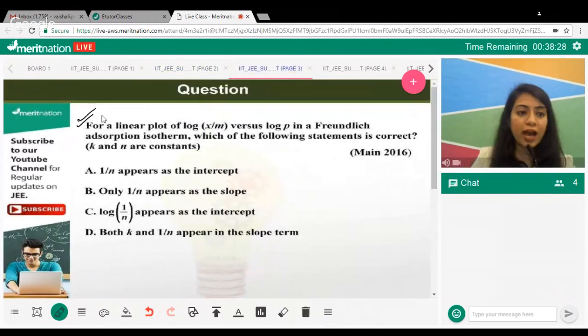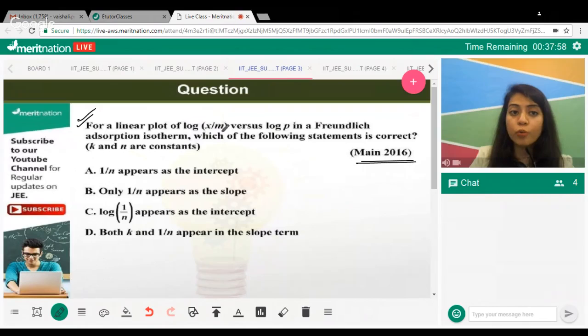Next question we have is: for a linear plot of log x by m versus log p in a Freundlich adsorption isotherm, which of the following statements is correct? K and n are constants here. So when I was telling you that adsorption is a very important topic, there is a subtopic in adsorption, that is adsorption isotherm, which is very, very important. It was also asked in Mains 2016.